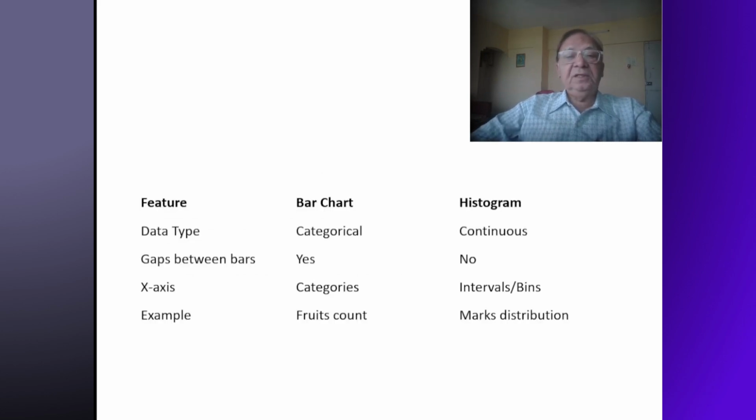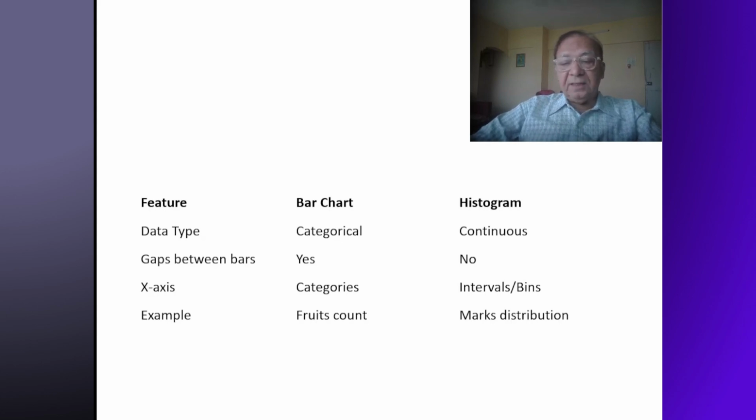Let us see the differences in tabular form. Bar chart data type is categorical. Histogram data type is continuous. In bar chart, there are gaps. In histogram, there are no gaps. In bar chart, x-axis are categories. In histogram, they are intervals or bins. Now, the examples I have already shown you, fruits and marks distribution. Let us see it on R.